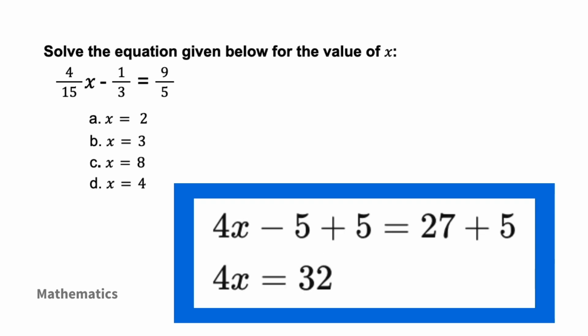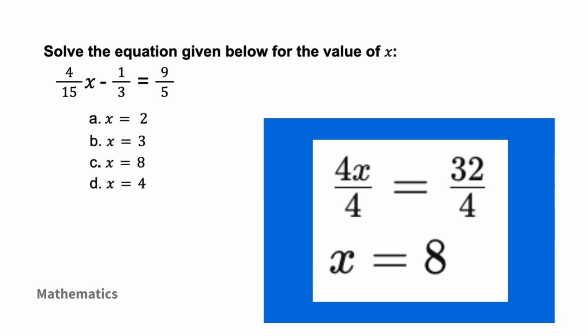Furthermore, we're going to want to isolate the x by performing a basic operation. We are going to add 5 to both sides to get rid of the negative 5 on the left side. And then we want to divide both sides by 4 to solve for x.